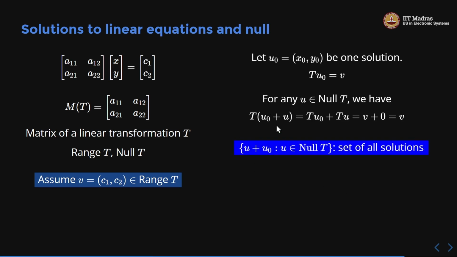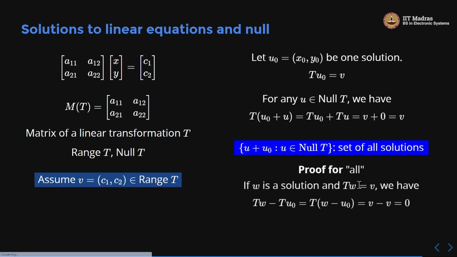So u plus u0, for all u in null T, is the set of all solutions for such an equation. Why is it the set of all solutions? Can there be any other solution? It turns out there can be no other solution.